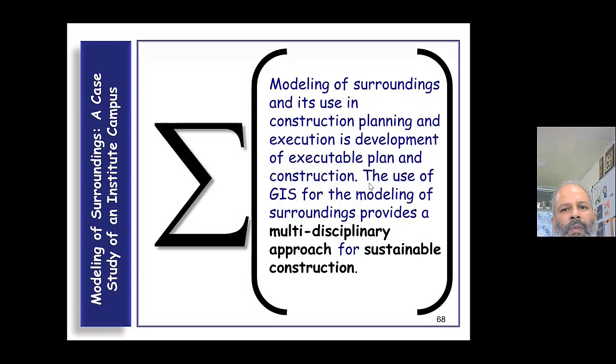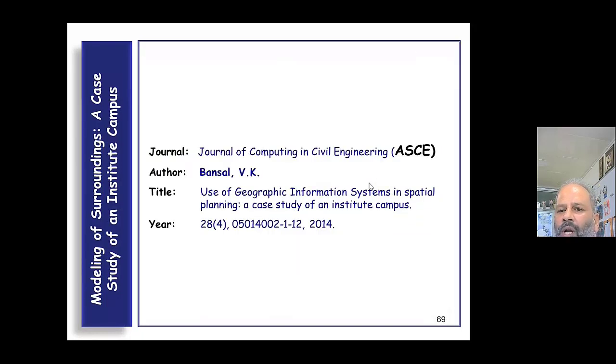If I conclude, modeling of surroundings and its use in construction planning, execution, or even in the life cycle is the development of an execution plan for construction, and that will be executable actually. The use of GIS for modeling of surroundings provides a multidisciplinary approach for sustainable construction, and the model which we develop can be used throughout the life cycle of that particular facility. More detail about this topic has been covered in this manuscript.